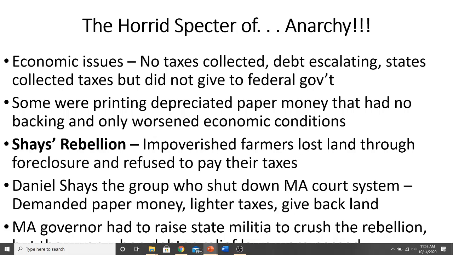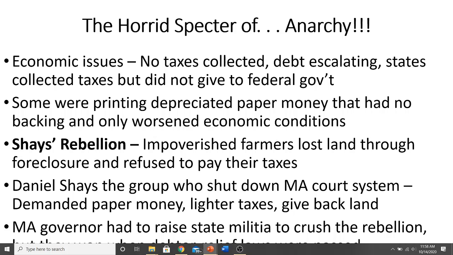So you have a man named Daniel Shays. Daniel Shays is a former Revolutionary War veteran who was a farmer himself, and he rallies all these impoverished farmers who are losing their land to foreclosure, and they all refuse to pay taxes. When the government tries to force them to pay taxes, Daniel Shays and this large group decide to shut down the Massachusetts court system. They just straight up refuse to let court convene through force. They demand paper money, lighter taxes, and they demand their land be given back.